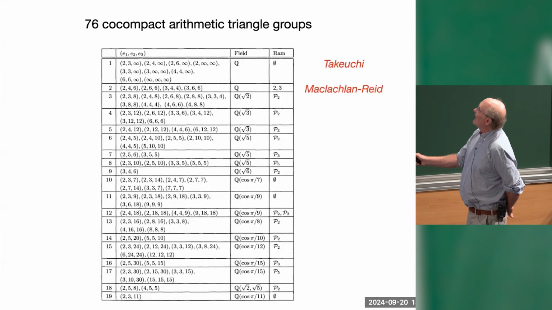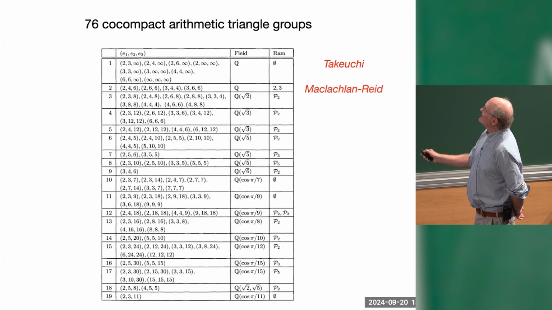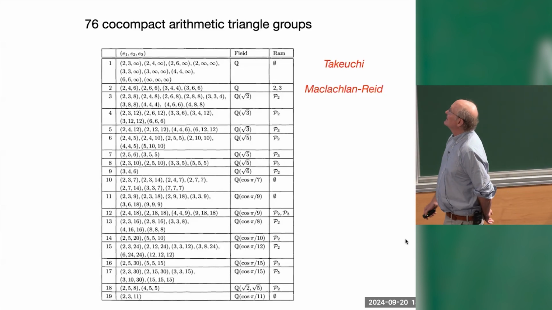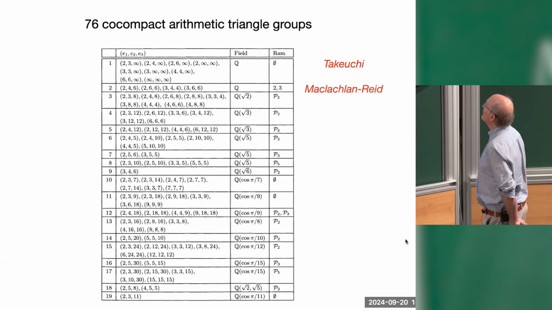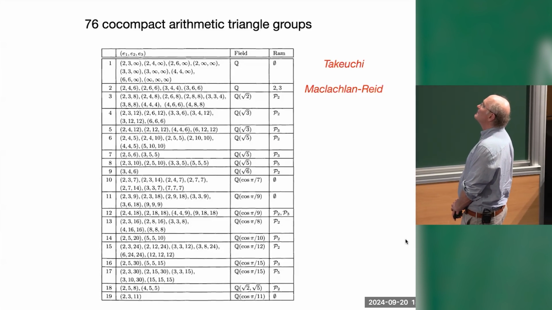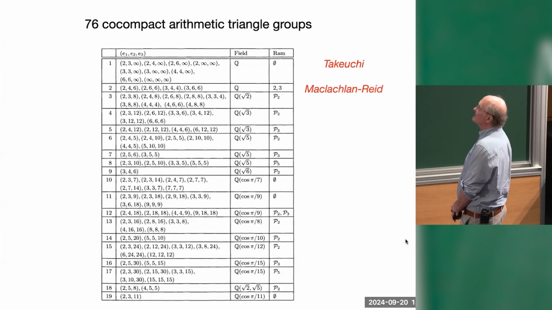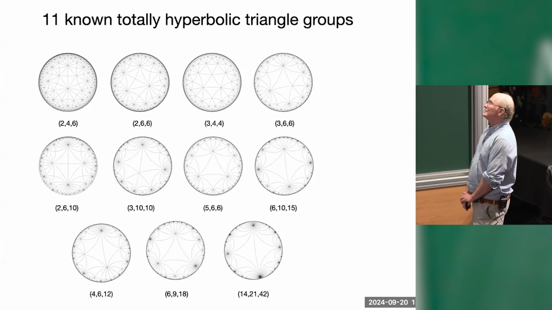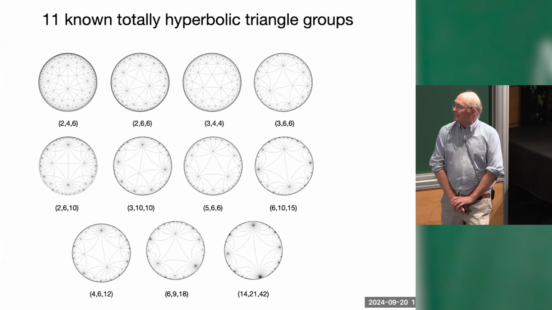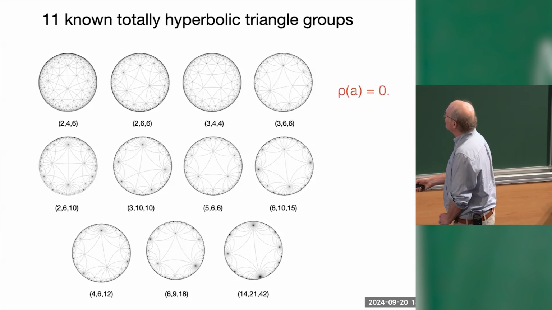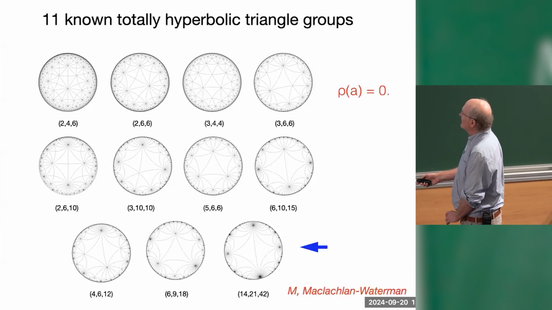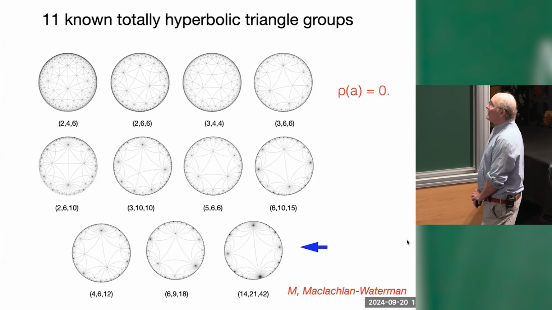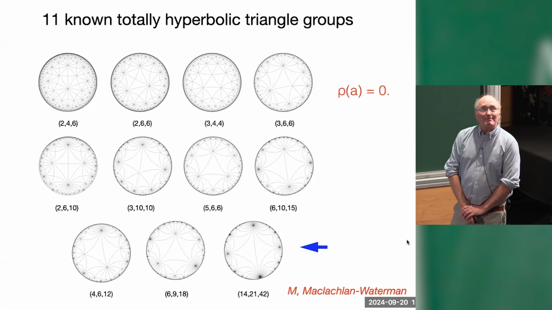We have a list of the 76 co-compact arithmetic triangle groups, which you can find in Takeuchi and McMullen. Reid: all non-compact triangle groups with trace field Q are arithmetic. So this is done, and there are only 11 known totally hyperbolic triangle groups, but we don't know if this list is complete. The last member of the list is this group I like very much, (14,2,14,2). Why do I believe this list is complete?